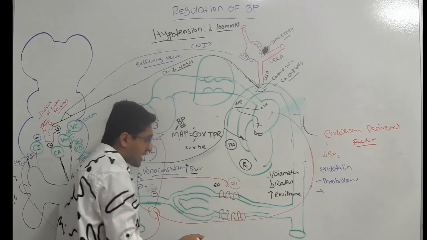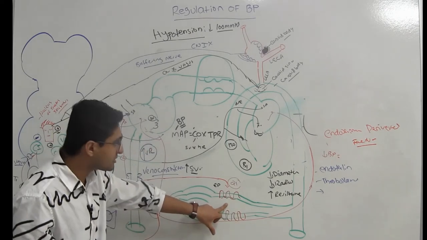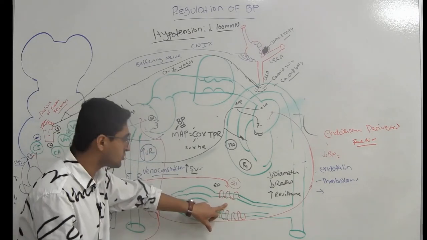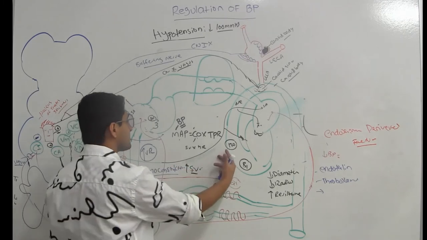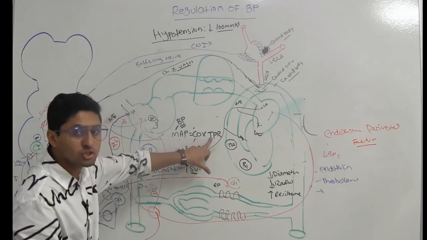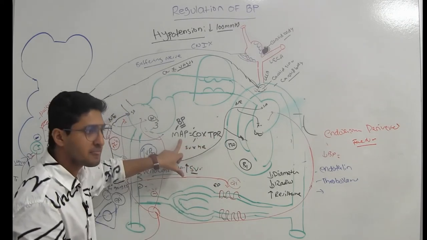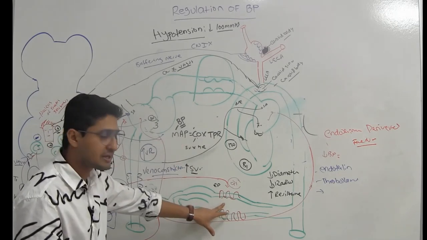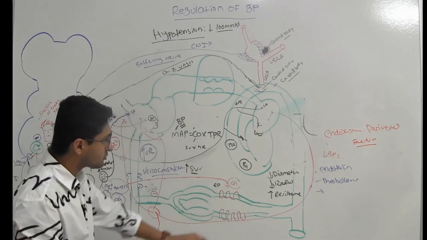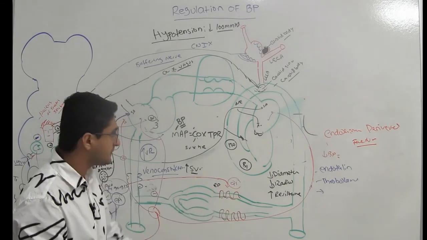If they cause a constriction, what is going to happen? You decrease radius. When you decrease radius, you increase resistance. When you increase resistance, you increase peripheral resistance, and you increase your diastolic pressure. When you increase your diastolic pressure, you increase the mean arterial pressure. That's all. This is a local factor to regulate your blood pressure too.